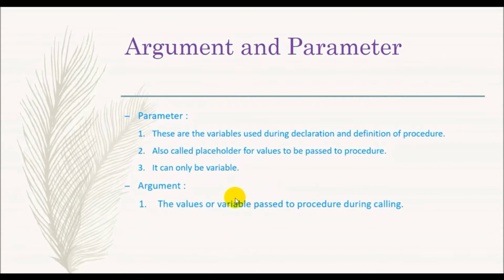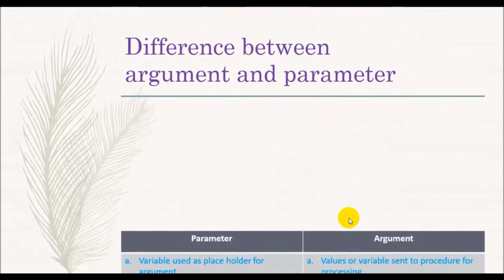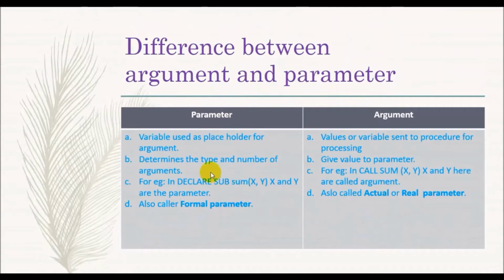Arguments are the values that are passed to the procedure or sent to the procedure during calling the procedure. They can be variable as well as constant. So let's see its difference. Parameters are the placeholder for the argument, whereas argument sends the value to the procedure. And parameter determines the type and number of arguments, what types of data and how many data can be passed, that is determined by the parameter.